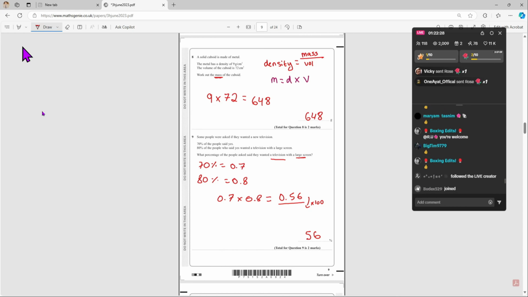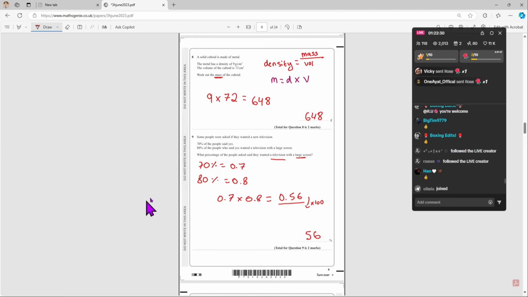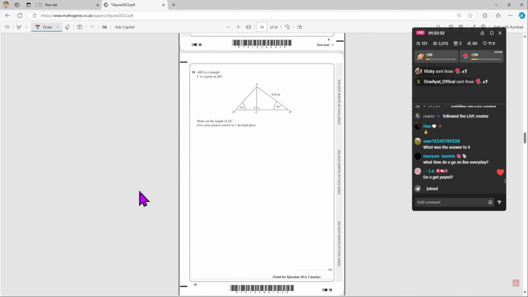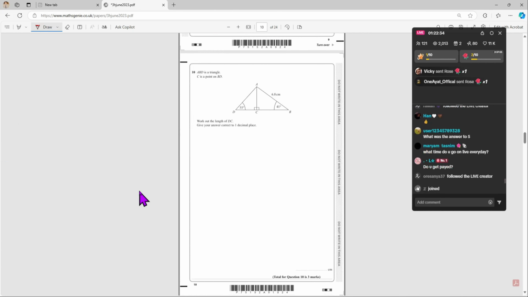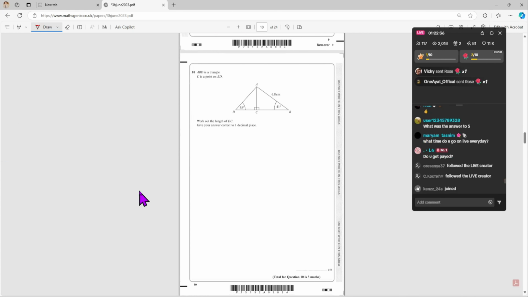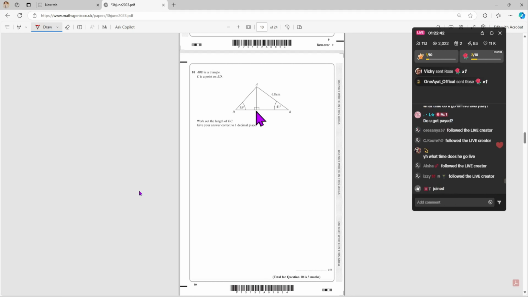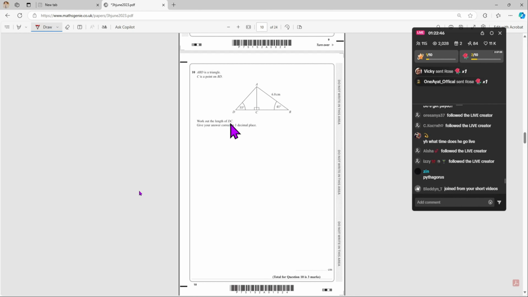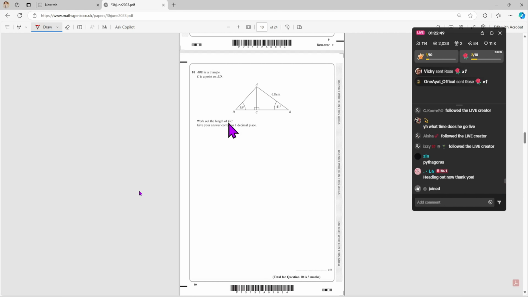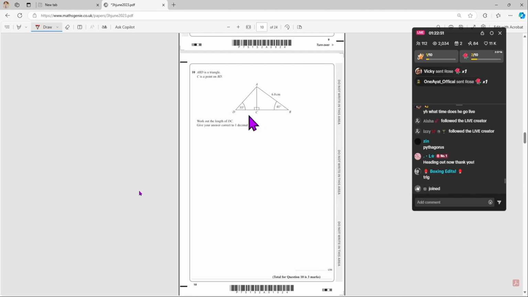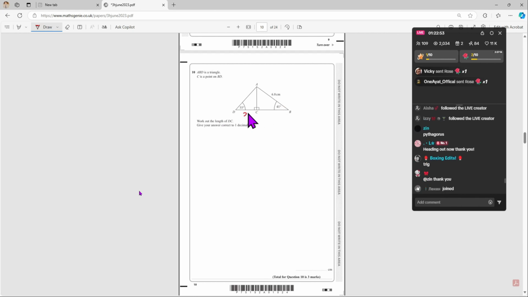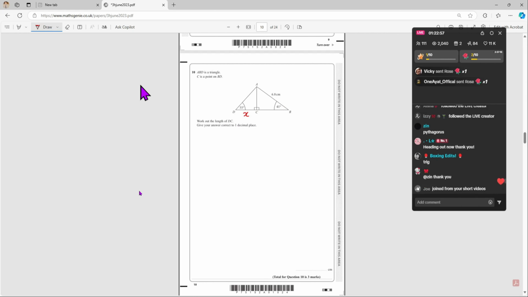So let's move on to our next question, question number 10. ABD is a triangle. C is the point on BD. Work out the length of DC. So DC is this one over here. So we're trying to find this length over here, x degrees. Give your answer correct to one decimal place.